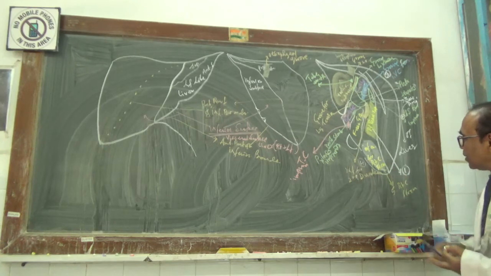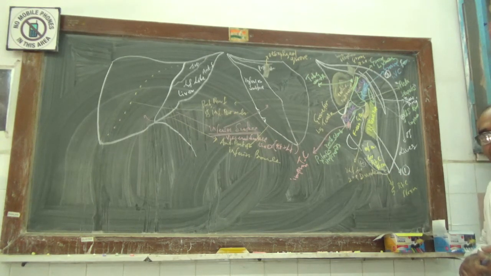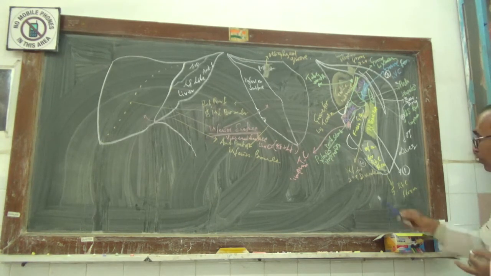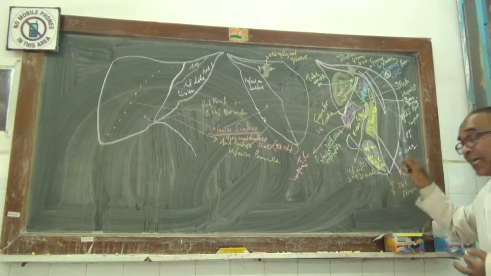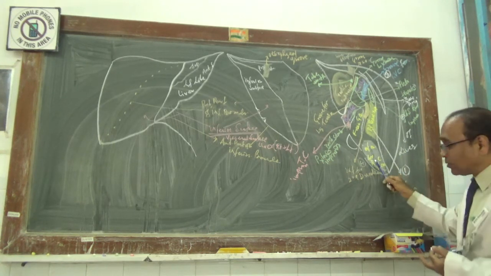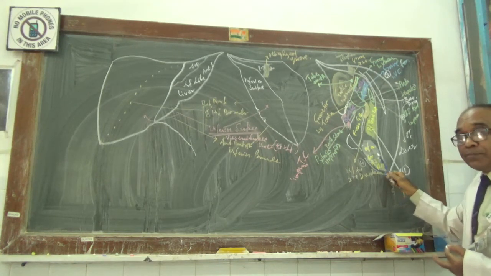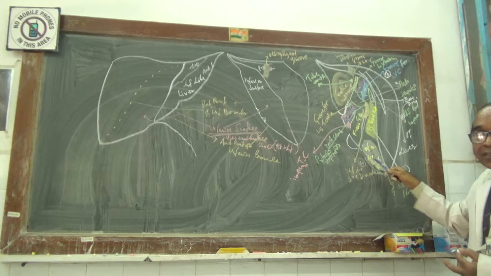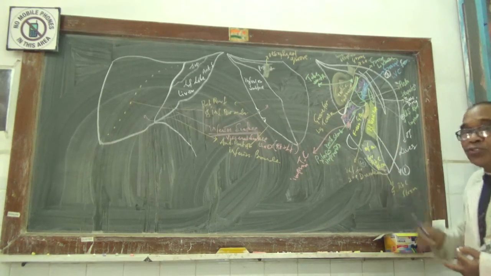Now this right colic flexure impression is an impression left by the right colic flexure. The right colic flexure is formed by the ending of the ascending colon and the beginning of the transverse colon. Its anterior surface and upper surface make an indentation on the inferior surface of the right lobe of the liver. Now this is almost quadrangular.